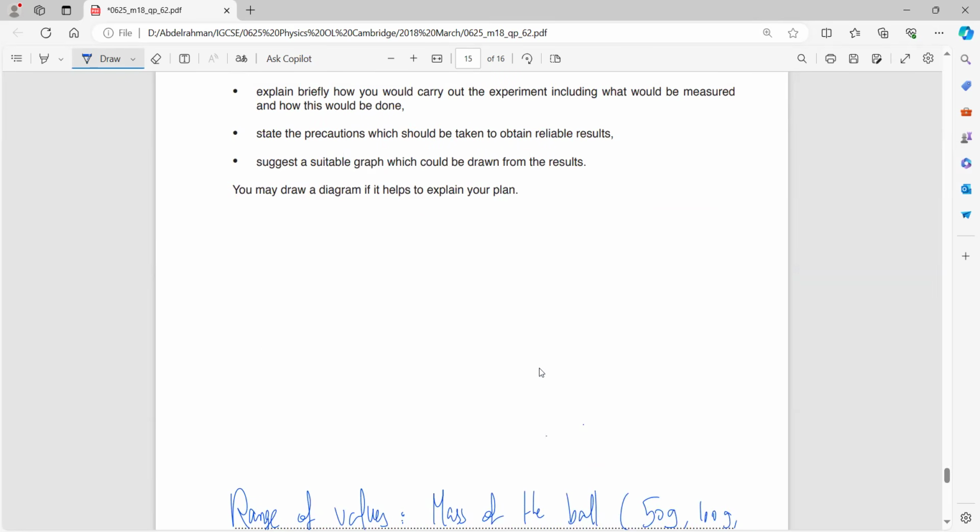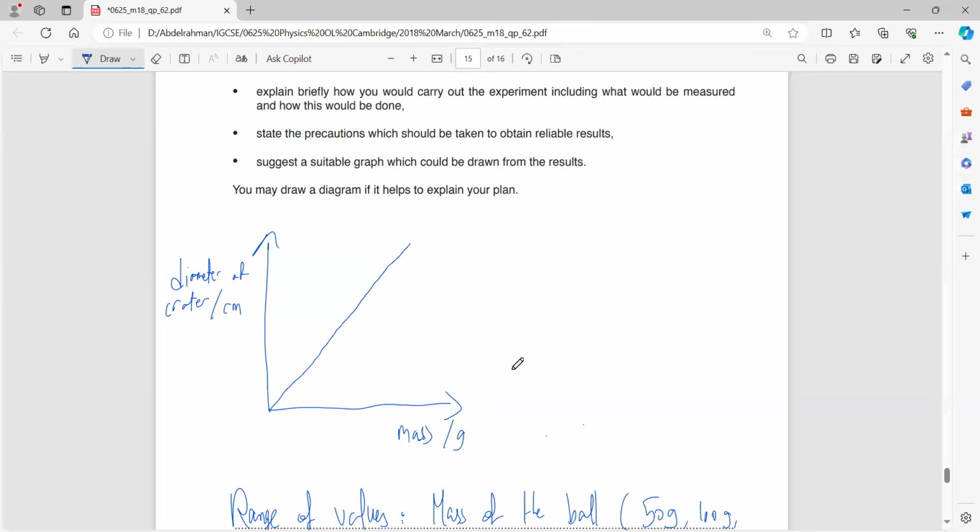A suitable graph would have, on the x-axis, the mass of the ball in grams, and on the y-axis, the diameter of the crater in centimeters. And this graph would be directly proportional. Why? Because again, it is a logical graph. As the mass increases, the diameter of the crater would increase. It would create a greater hole in the sand.